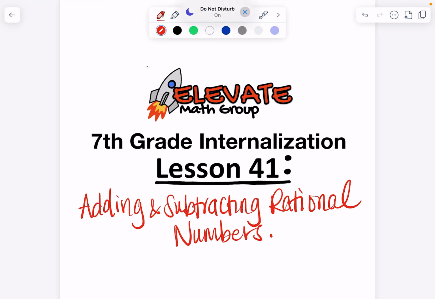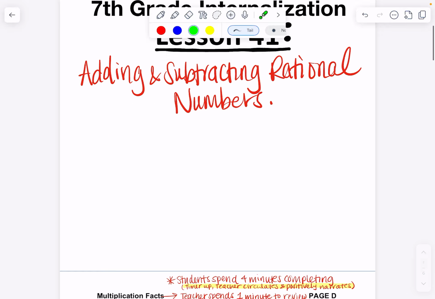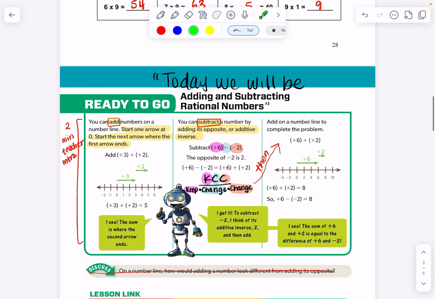Hi everyone. For 7th grade Elevate, we are working on adding and subtracting rational numbers today. Even though the lesson is entitled Rational Numbers, students will specifically be working with integers, which are positive or negative whole numbers. So no fractions, no decimals.